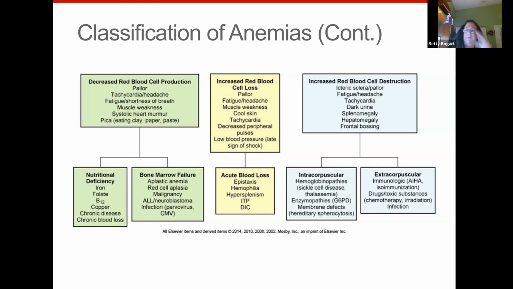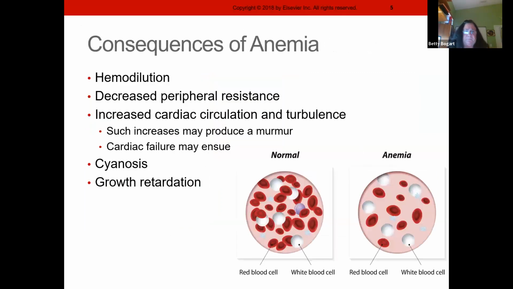And then, of course, we have those immunological things that happen. It could be due to drugs, toxic substances, etc. So as I said, consequences of anemia, what do you hear? You've got that hemodilution. So you've got the packed cells in that one slide, and then you have them very sparse in the other, which is anemic.